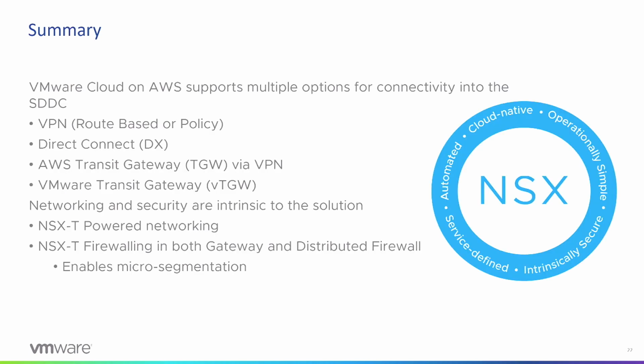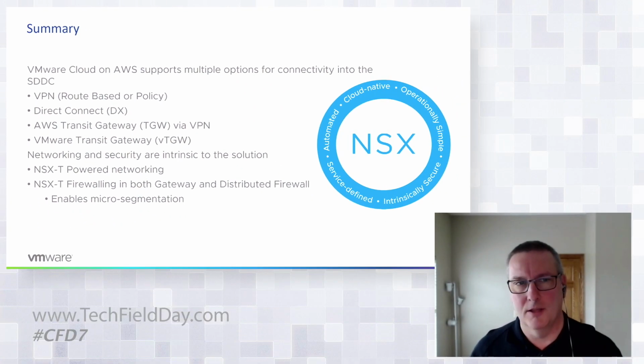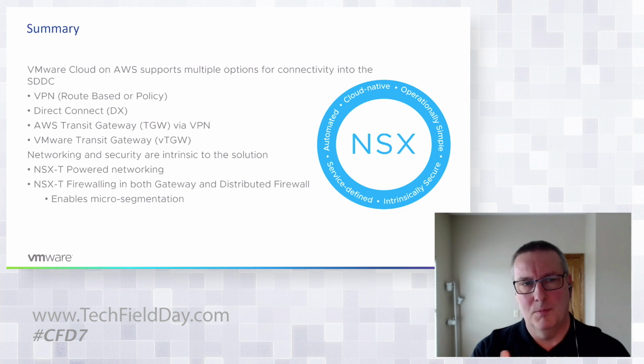All right, so in summary, I think we talked about a lot of these things, right? Certainly the different VPN and connectivity options, whether it's VPN, DX, TGW. We touched on VMware Transit Gateway, although not in as much detail as we would have liked, but stay tuned. We'll get to talk about that a lot more. And then certainly, NSX being inherent to the entire solution. So you're not going to have a VMware Cloud on AWS solution that doesn't have NSX as part of it.